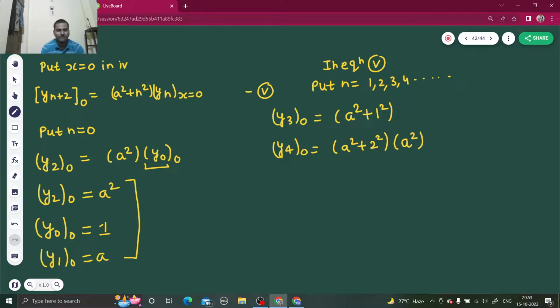Then put the value of n as 3, so you get y5 at x equals 0, which is a square plus n square, with n as 3, so 3 square, times y3 at x equals 0. You can get y3 at x equals 0 from here, that is a square plus 1 square.